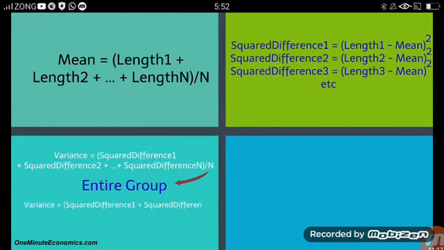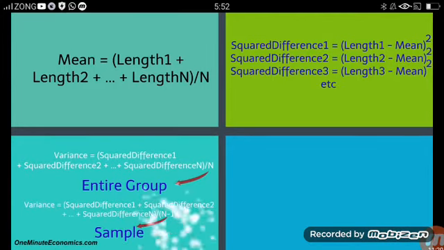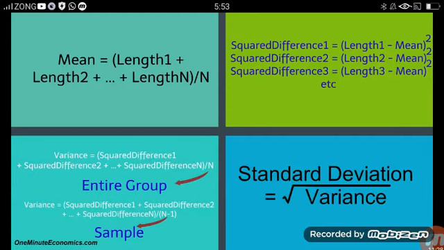Please note that we divide the sum by the total number of values if the people in question represent the entire group, or if only a sample is picked randomly, we divide by the number of values minus 1. Step 4, we calculate the square root of that variance, and there we have it.